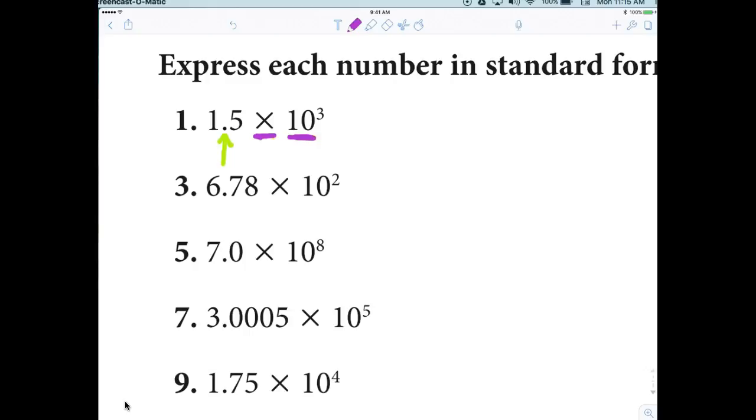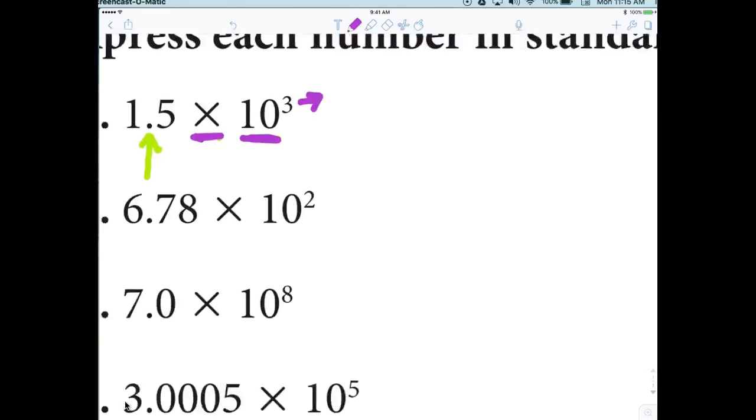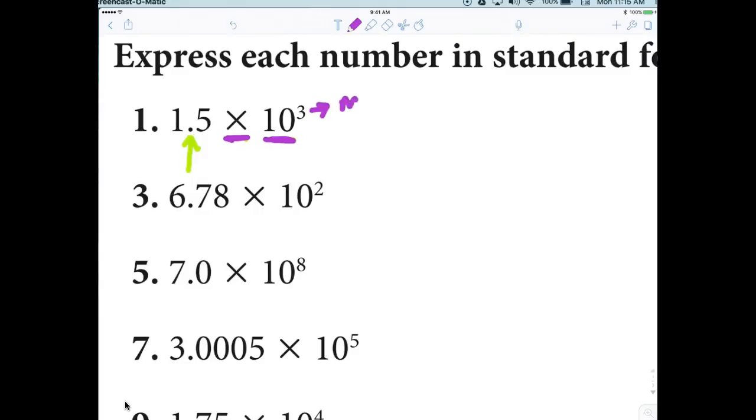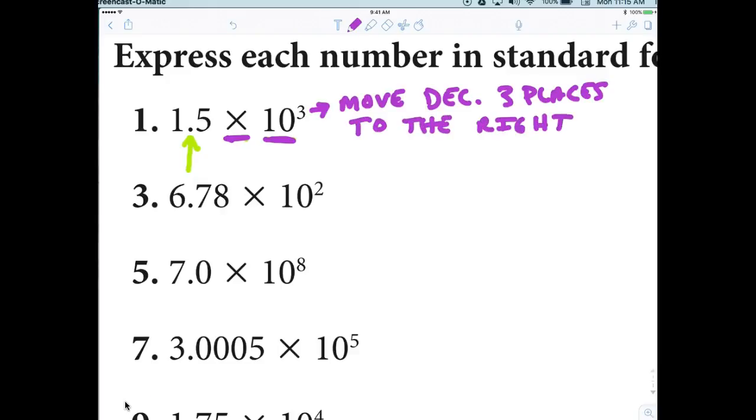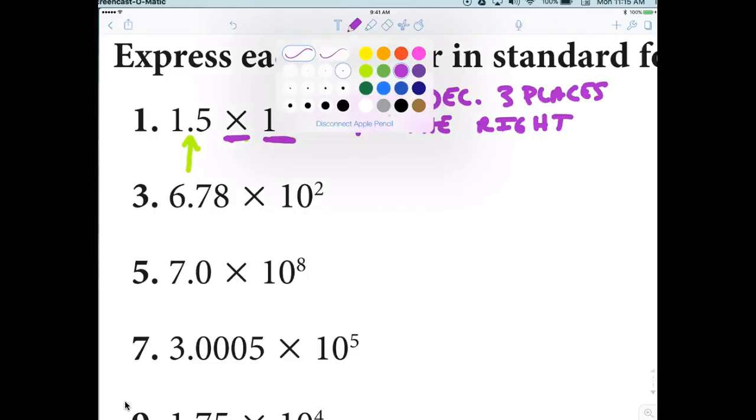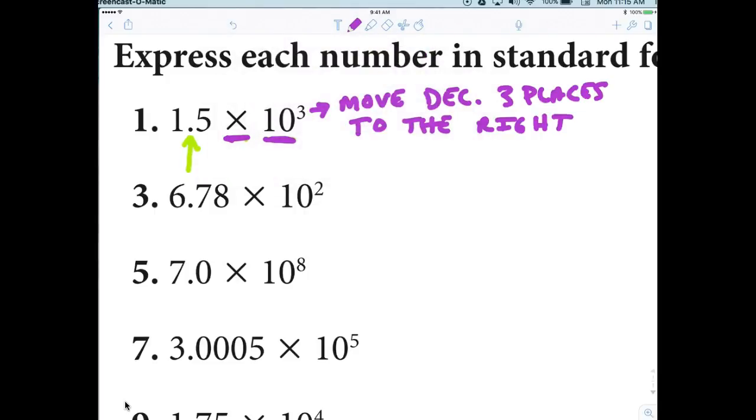Now, in this case, we're going to write it in standard form. What I want everybody to do on the first exponent is to move the decimal 3 places. And then we say we move it 3 places to the right. 3 places to the right. Anybody have any questions?